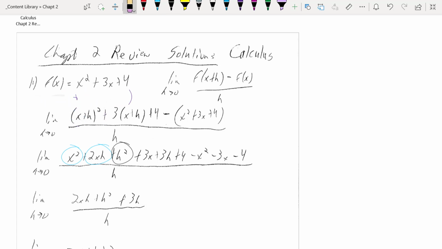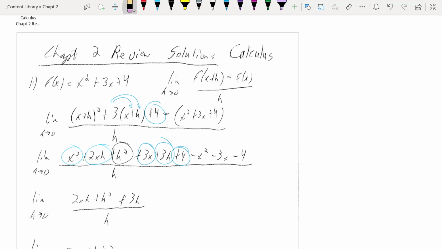Once I'm done doing that, I can do this next part, which says that I need to distribute this 3 on through. That's what I'm going to do. When I distribute this 3 on through, I'm going to get 3x. And when I distribute to the h, I'm going to get 3h. And then I still have my plus 4 right here.